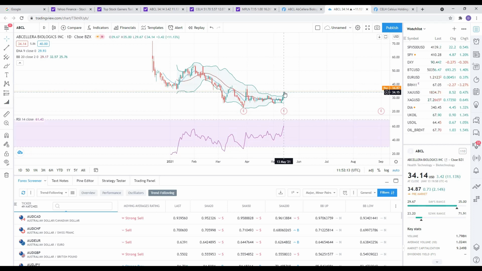Even though there was good information regarding this company's stock, there was positive news, I will not take this trade because I do not have a good entry point. The correct entry point was right here. This was the correct entry point, but I missed it. And plus, the RSI is not giving us a buy signal.